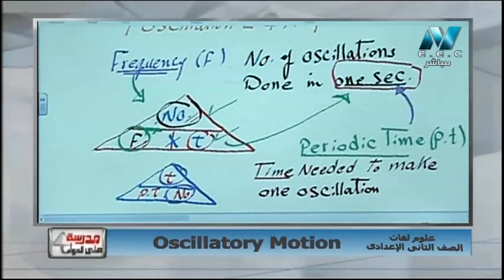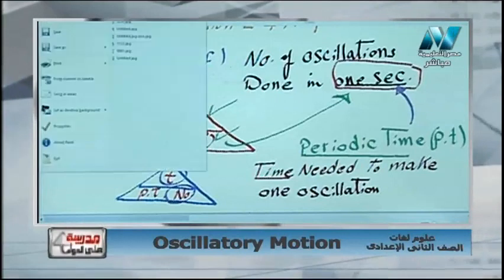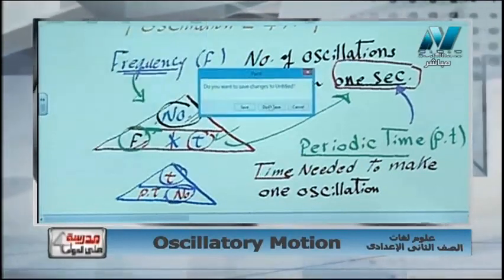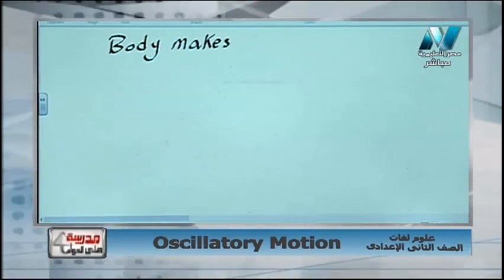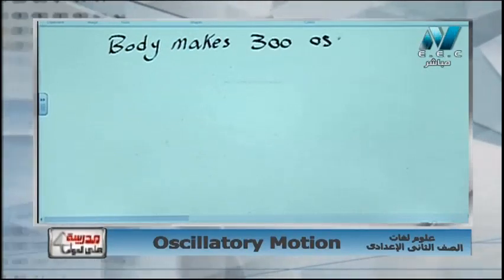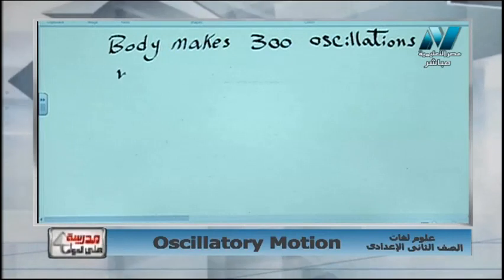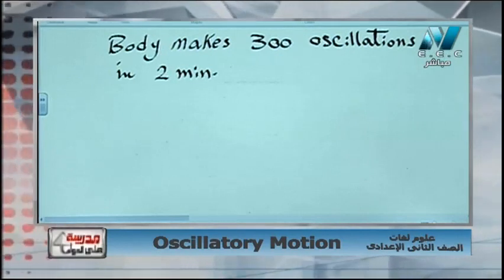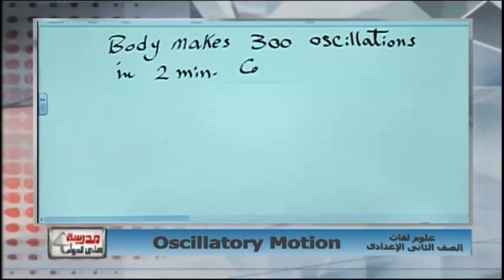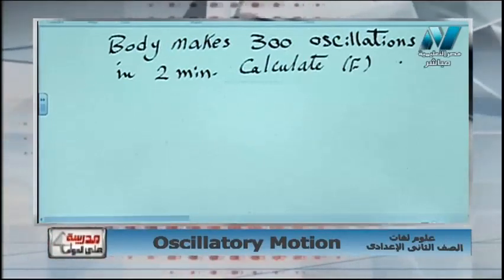Okay? So if we have a problem here, dear students, if I work on a problem, for example, here we have a body, let's write it together, that makes 300 oscillations in 2 minutes. Calculate frequency and periodic time.